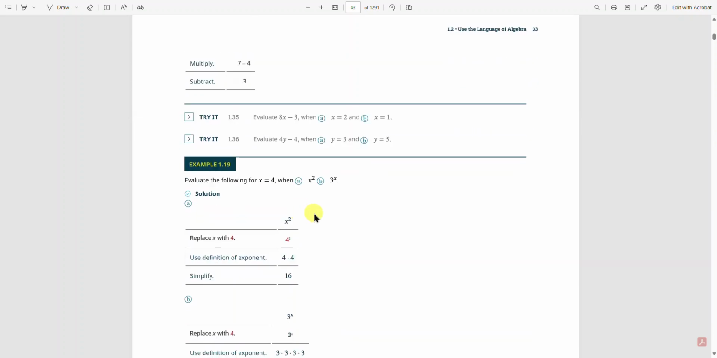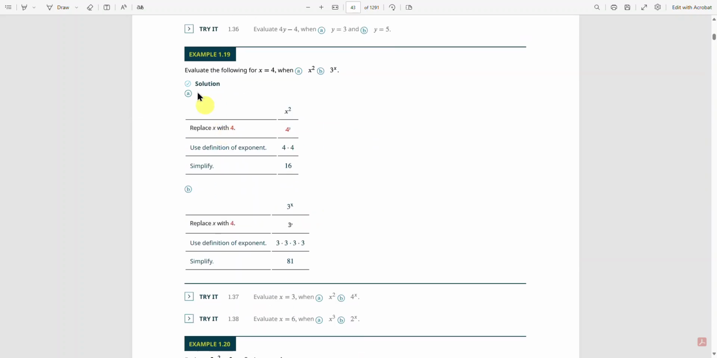Let's keep moving here. We have another example, where we're asked to evaluate the following expressions when x equals 4. So we're given the value of a variable here. We're told that x is going to be equal to 4, and we're given two different expressions.